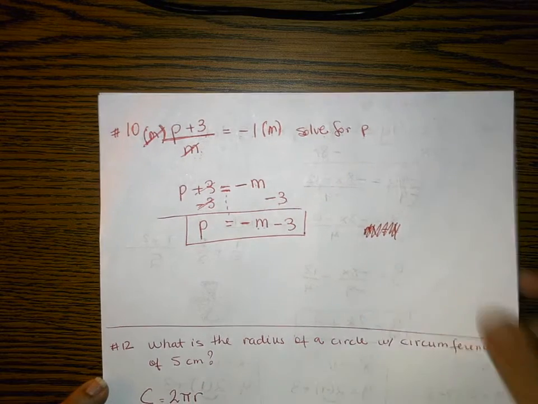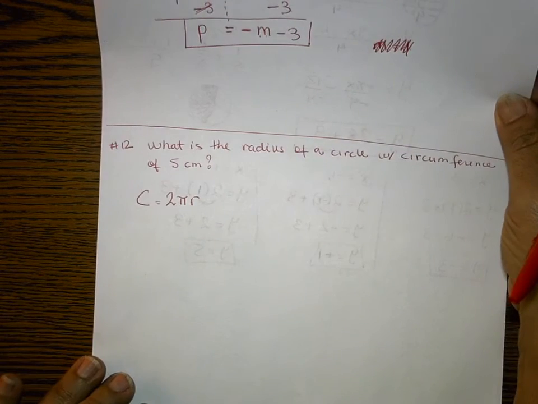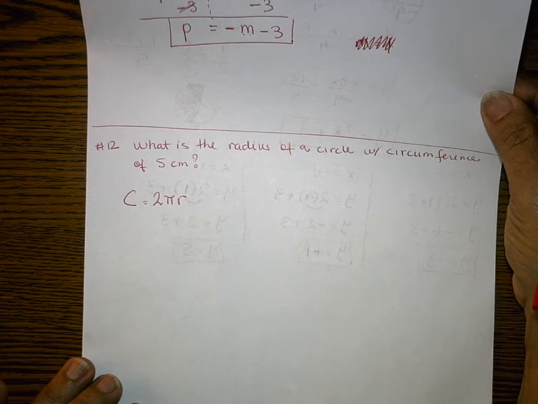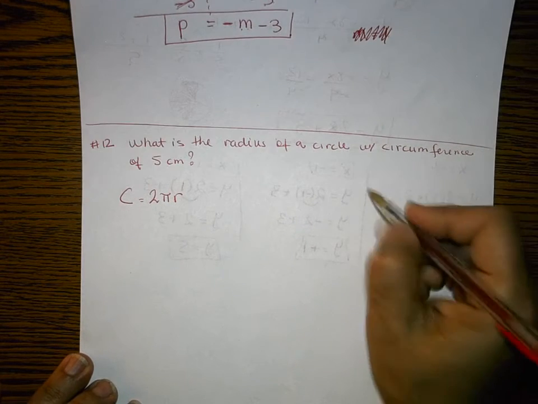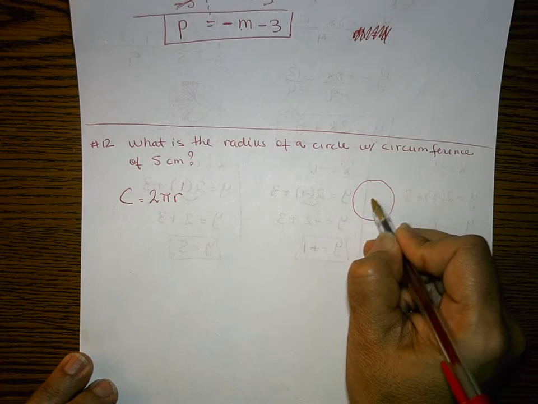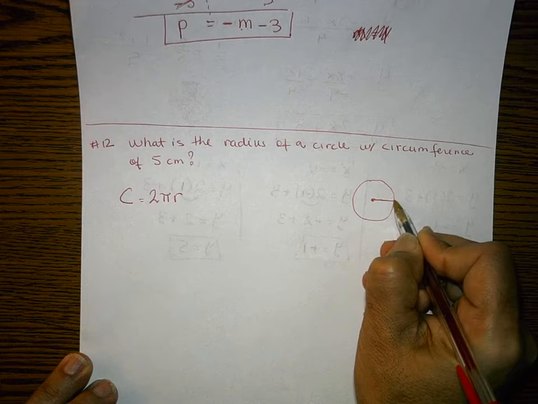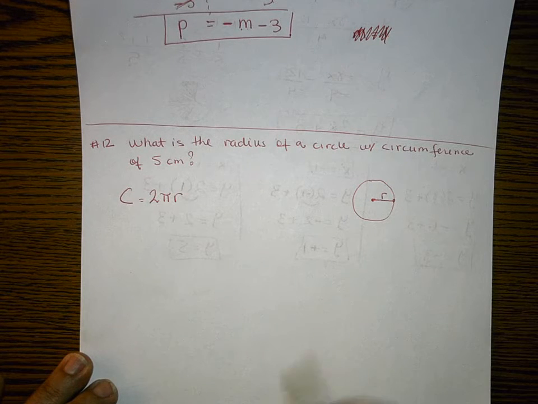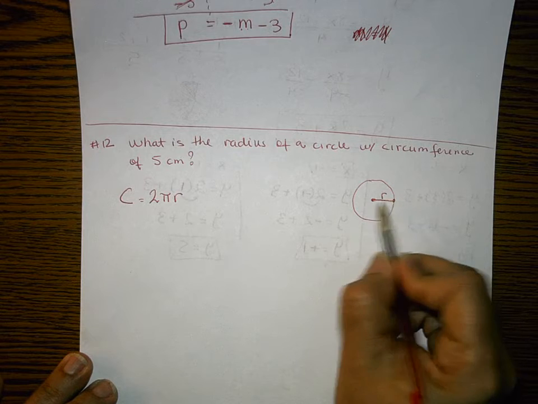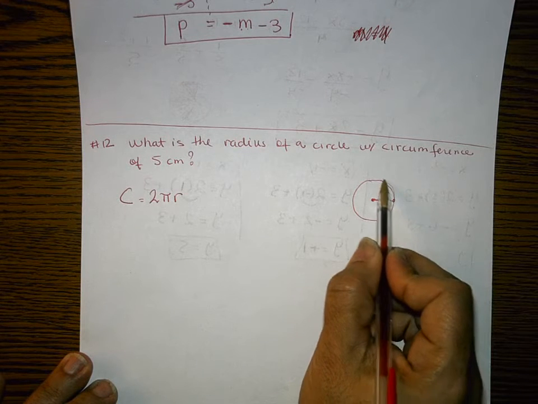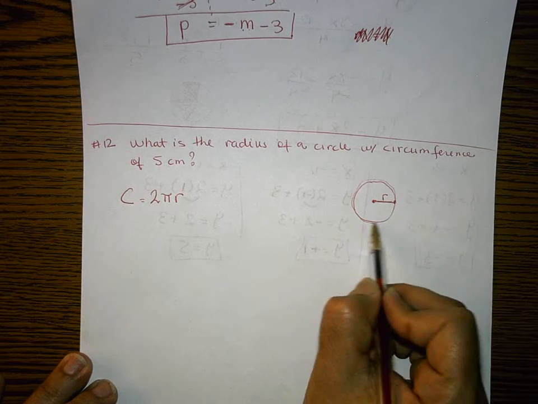All right. Number 12. It says, what is the radius of a circle with circumference of 5 centimeters? So if you take a look at a circle, remember the radius is from the center to a point on the circle. Okay, so that is the radius right there. I'm going to put the letter R for radius. They're telling me that the circumference is 5 centimeters. Circumference is going all the way around the circle.